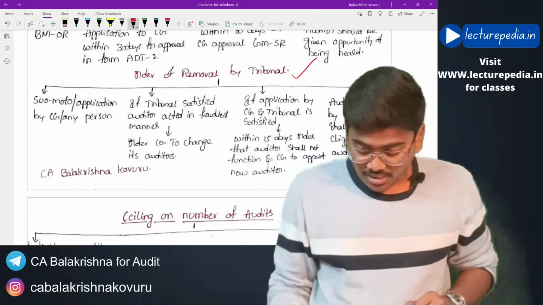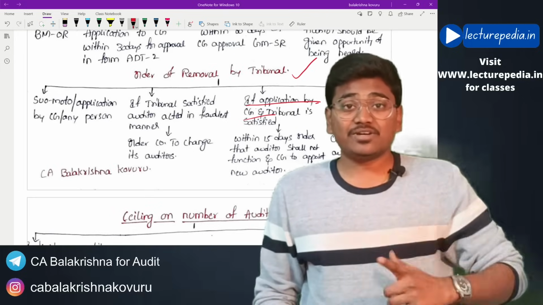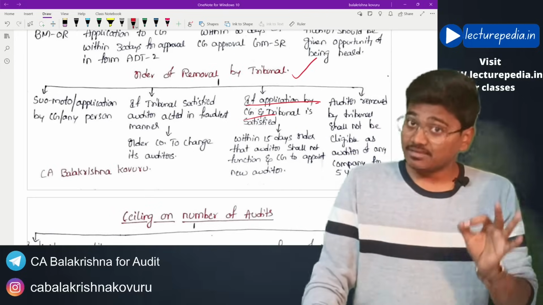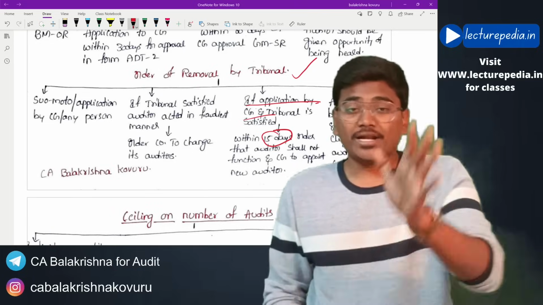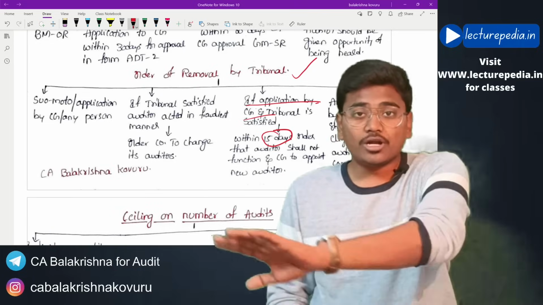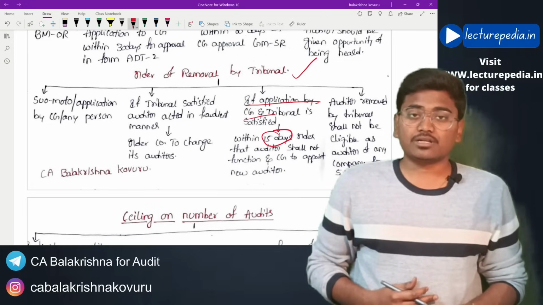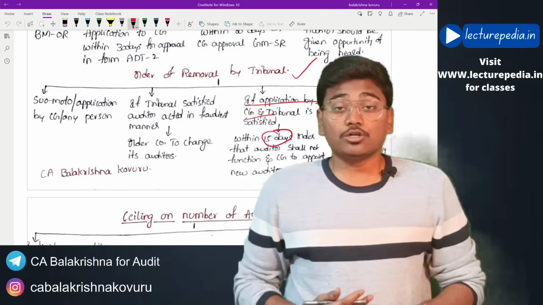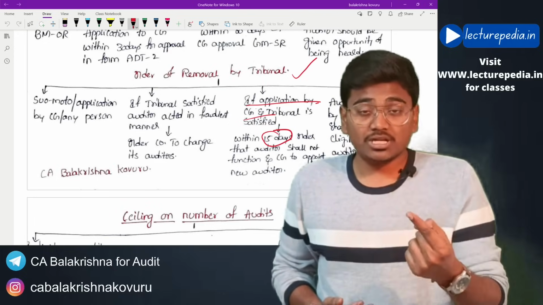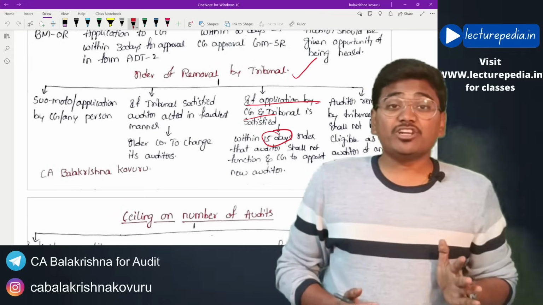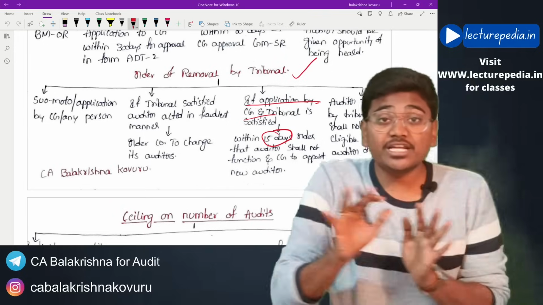And if the application for removal is made by central government and the tribunal is satisfied that yes, this auditor is acting fraudulently, in that case, within 15 days the tribunal has to give an order that that particular auditor has to be removed, and the central government will appoint the new auditor for that particular company. And here you should also remember that once auditor has been removed as a consequence of order passed by tribunal, that particular auditor will be disqualified to be appointed as auditor of any other company for a period of 5 years.